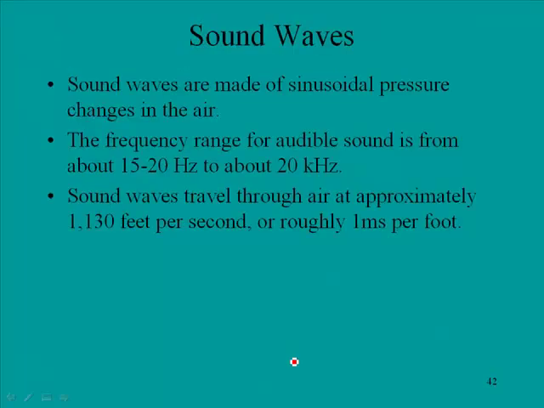Okay, sound waves. Sound waves are made of sinusoidal pressure changes in the air. The frequency range of audible sound is from 15 to 20 hertz to about 20 kHz. Down here is where some of us can hear that low, some of us can feel that rather than hear it. And this would be the very high frequency. Sound waves travel through air at approximately 1130 feet per second, or roughly 1 millisecond per foot. Above 20 kHz, we begin to lose the ability to hear that sound.